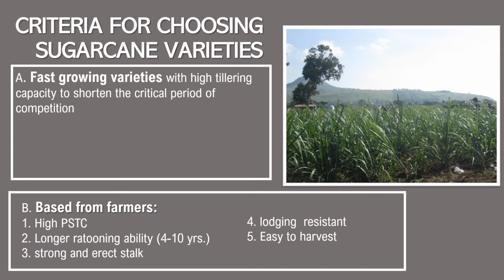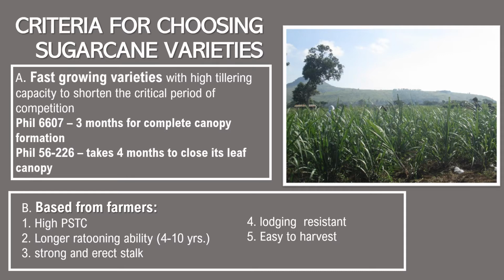In choosing sugarcane varieties that will be used in your farm, there are some criteria. One of these is that the variety should be fast-growing with high tillering capacity. This is in order to shorten the critical period of competition. So if it closes up quickly, then the competition is shortened, particularly for weeds.